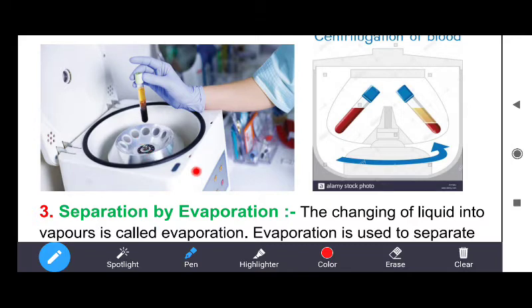After placing the test tube, it will rotate at very high speed, due to which the sample, initially like this, after separation will become like this. This machine is rotating in this direction, you can see. This method is called centrifugation, for separating the components of a solution or mixture.